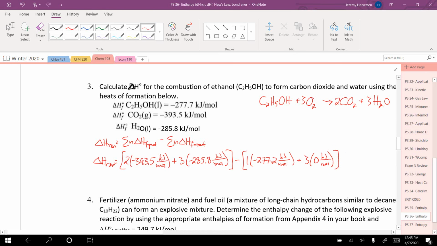Okay, plug those in my calculator. And I get that the delta H of this reaction is negative 1367.2 kilojoules for that reaction. Okay, they gave me delta H of formation, so I'm going to do products minus reactants.